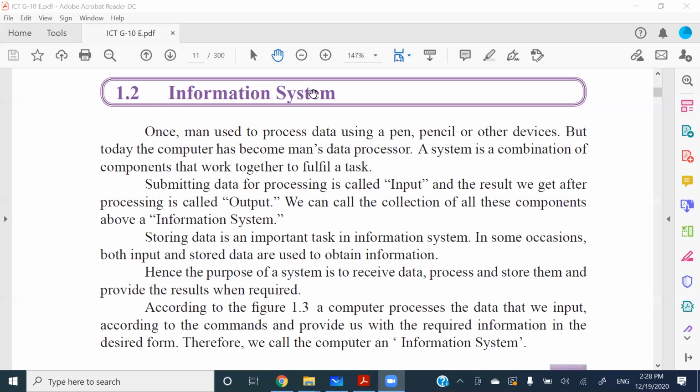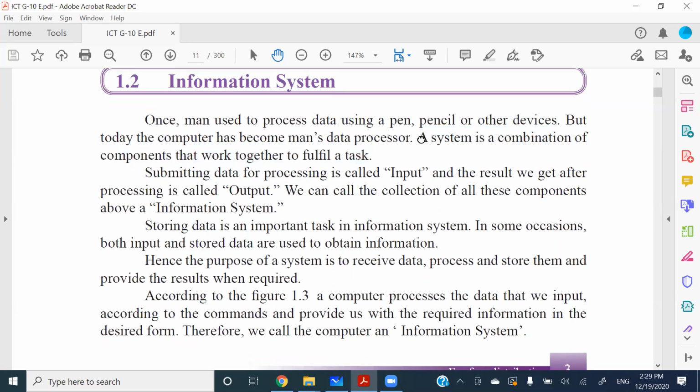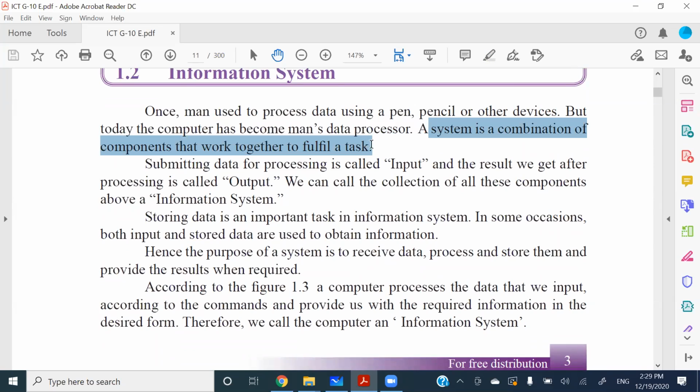So I want you to write down the subheading information system, right? Then I'll tell you what are the things that you need to extract from this paragraph. You don't need to copy the entire thing, right? Now it's better you copy down this particular sentence, which will be the first point of yours. A system is a combination of components that work together to fulfill a task. In most of the papers, all level papers, they have asked this definition of a system, right? So first of all, let's write that down.